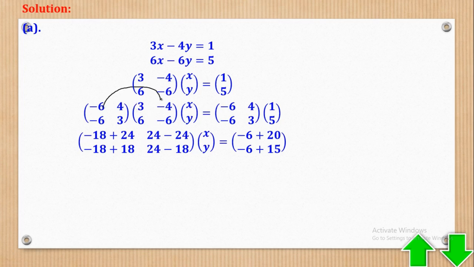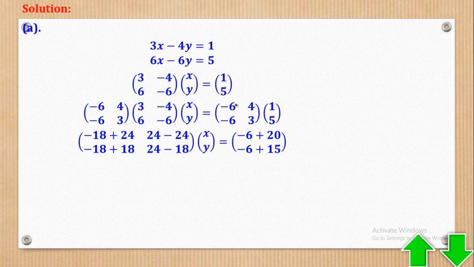Then this times this is +24, which is that. Then this times this is -24, which is that. This times this is -18, which is that. This times this is +18, which is that. This times this is +24, which is that. This times this is -18, which is that.